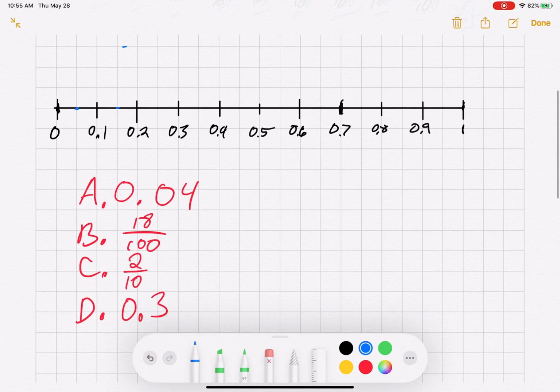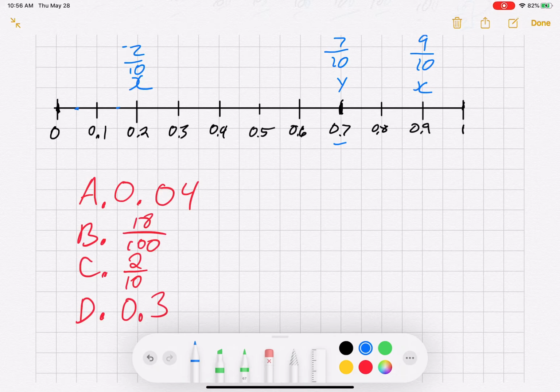All right, moving along. So I have some points here. I have X, Y, and Z. On these points, I'm going to write them as fractions. Using what we know, this is the tenths place. So this fraction would be 2 tenths. This fraction here would be 7 tenths. And Z would be 9 tenths.